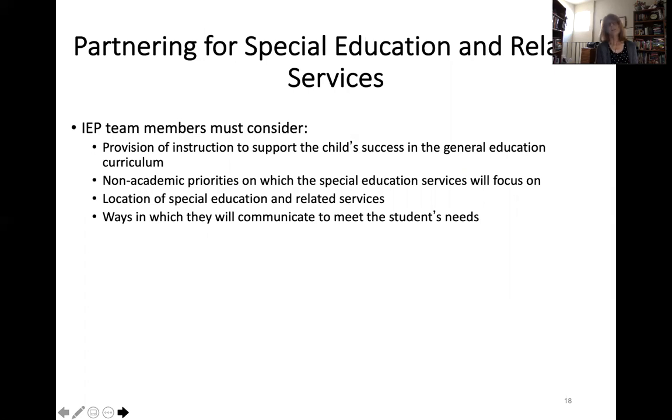The other thing that the IEP team needs to remember is the ways in which they communicate to meet the student needs. In other words, if there are multiple people who are working with the student for their success, how does that communication happen in a fluid and collaborative way?